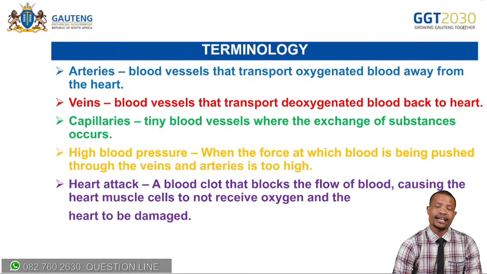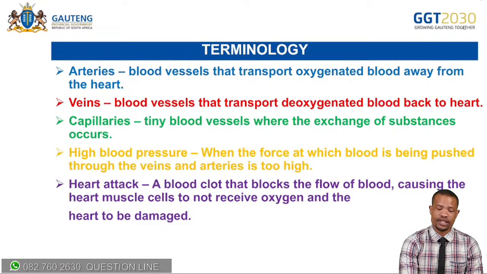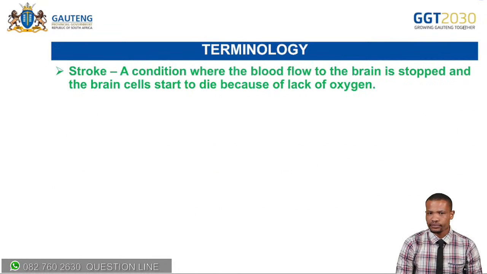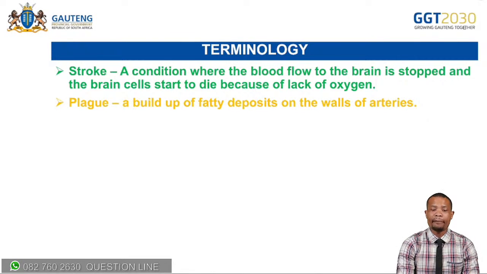Let's continue. Heart attack is when a blood clot blocks the flow of blood, causing the heart muscle cells to not receive oxygen and the heart to be damaged. Okay, it's commonly accompanied by chest pains, but you will learn more as we continue with the lesson. A stroke is a condition when the blood flow to the brain is stopped and the brain cells start to die because of a lack of oxygen. So oxygen is important for the body, okay? A plaque is a buildup of fatty deposits on the walls of the arteries.